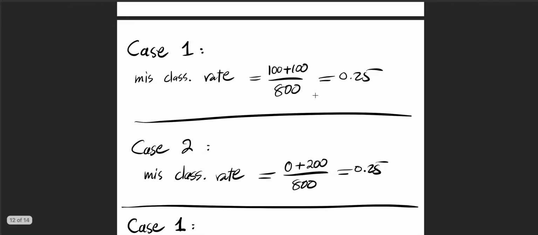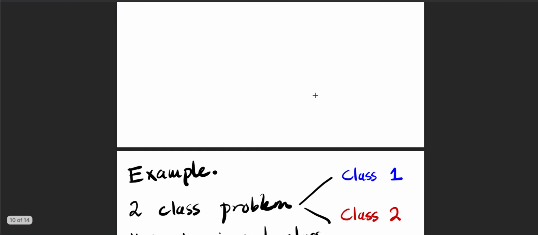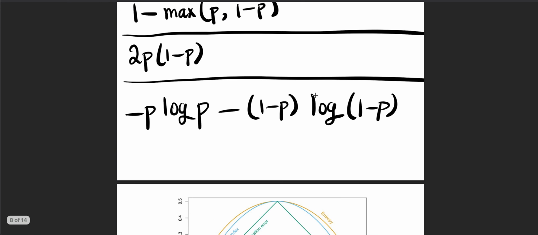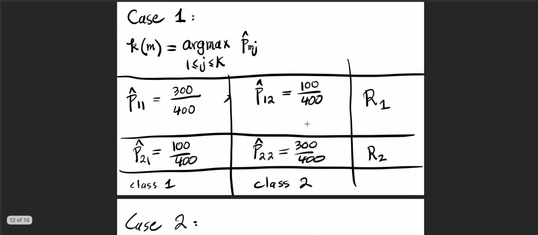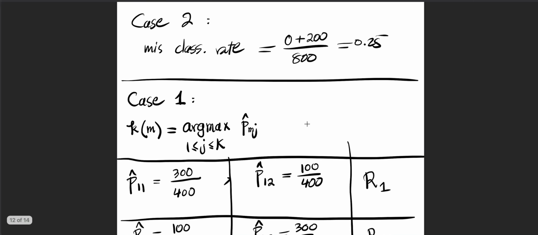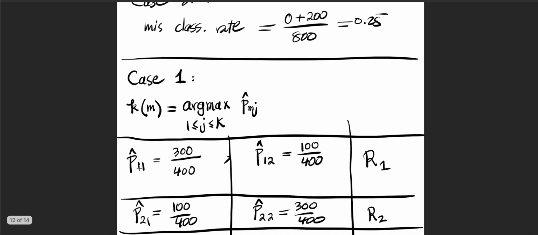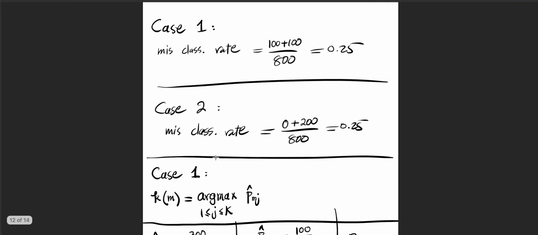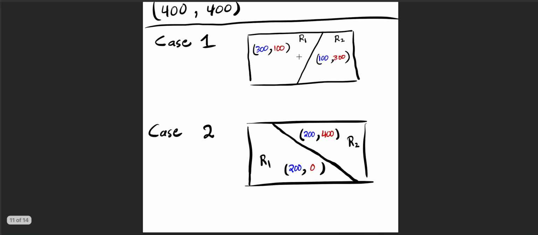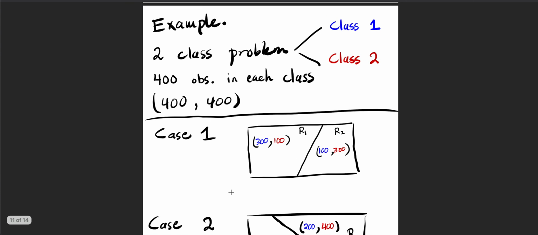Okay, so now that we have the misclassification rates, I would like to calculate the cross entropy for each region and for each case. And for that, we need to find the majority for each region, obviously. So p hat 1, 1. Just look at this again. Case 1, right? P hat 1, 1 is blue is class 1, so it's 300 over 400, right?